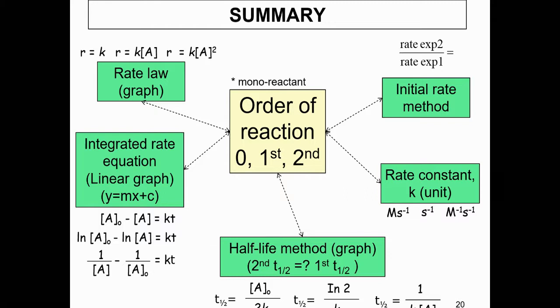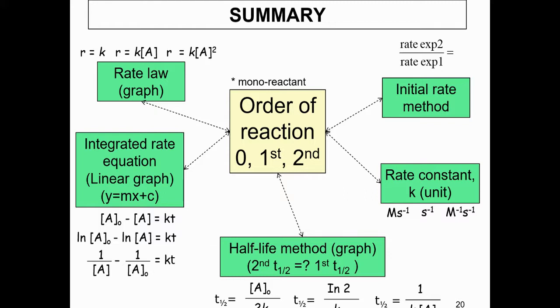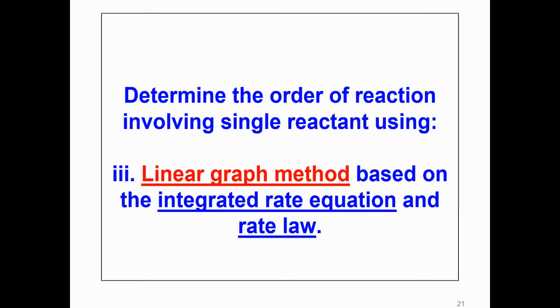Now let's look at which one we are going to continue with in order to determine the order of reaction for single reactants. Now we are going to focus on the linear graph by using the integrated rate equation. Another one is we can use Rate's law. So we determine the order of reaction involving single reactants using the linear graph method based on the integrated rate equation and also Rate's law.